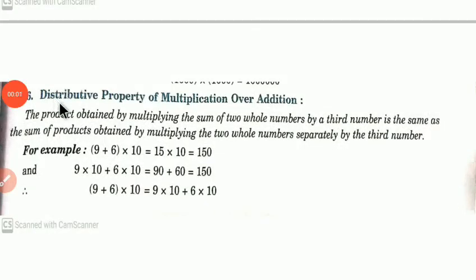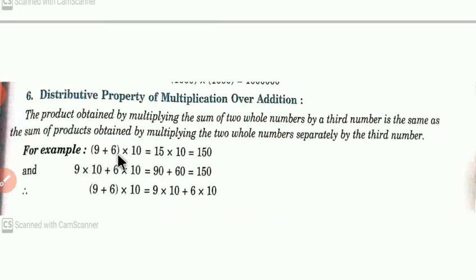The last and the most important property of whole numbers is the distributive property of multiplication over addition. Here we have to distribute the sign of multiplication over addition. So the product obtained by multiplying the sum of two whole numbers by a third number is the same as the sum of the products obtained by multiplying the two whole numbers separately by the third number. We will see by example.